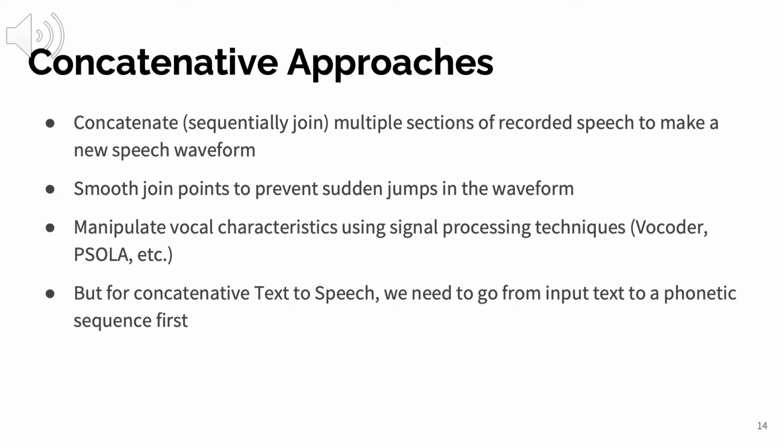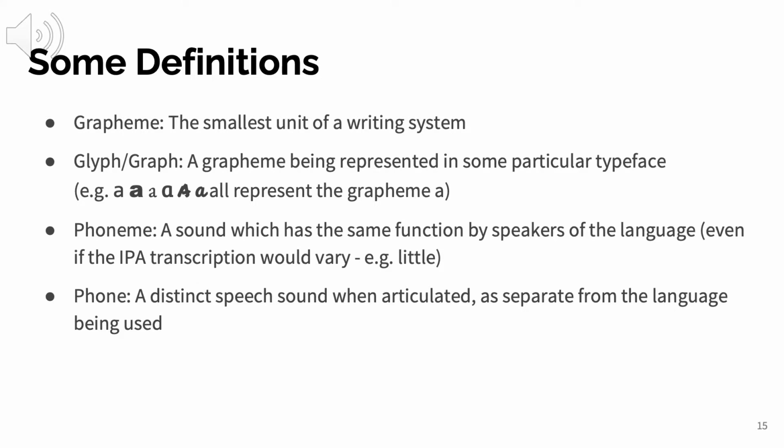You also need to be able to manipulate the vocal characteristics. Because we're using pre-recorded sounds and we're reconstructing a waveform, we need to be able to say, I want to produce this at a different pitch, or I want to produce this at a different speed, but you also need to be able to vary those independently from one another. So there's a whole bunch of different signal processing techniques that you can use for that. But then the most important step in most of these systems is to go from the input text to a phonetic sequence. So I'll give some definitions here.